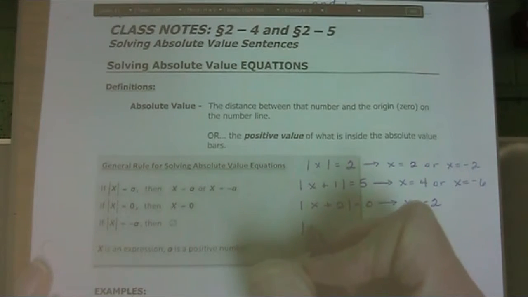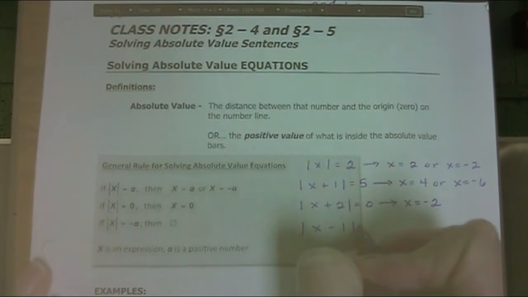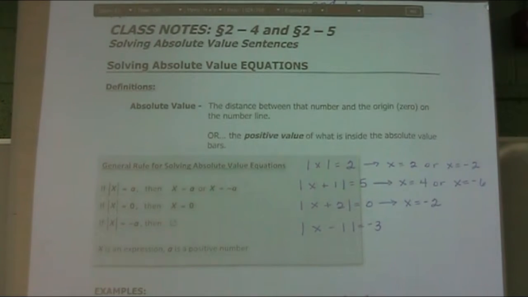But let me ask you this. What if I have the absolute value of, how about this, x minus 1 equals negative 3. Can you think of anything that x would be? Nope. Why can't you think of anything that x could be? Because unless there's a negative sign on the outside of the absolute value, it's going to come out positive. When you take the absolute value of this, it's going to come out positive. It can't come out negative. So guess what? This particular equation has no solution.